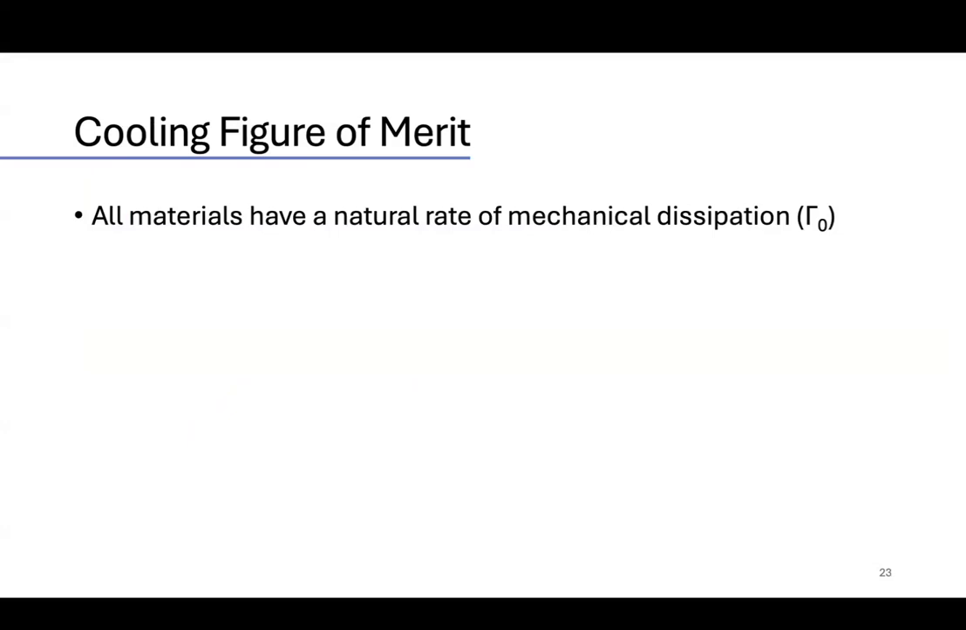So if we can perform this experiment, what would we be looking for? How much cooling can we accomplish, and how would we measure this? Well, all materials, as I've stated, have a natural rate of mechanical dissipation. This is gamma naught, right? And to cool is to increase that dissipation rate. So if you're dissipating energy faster, you're at a cooler state.